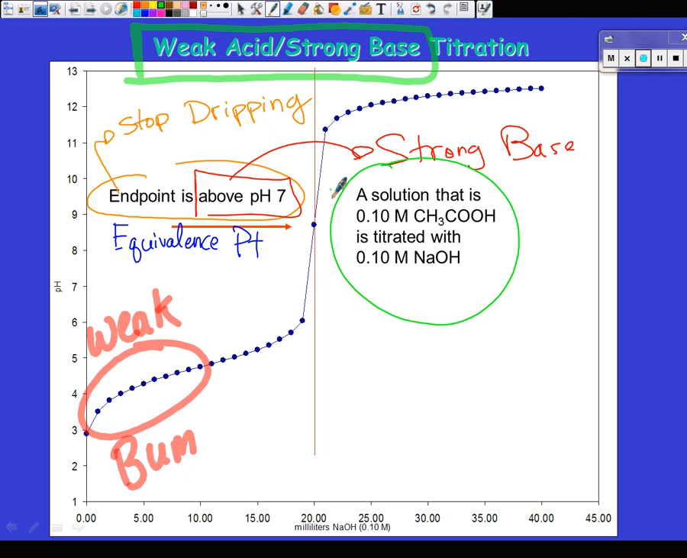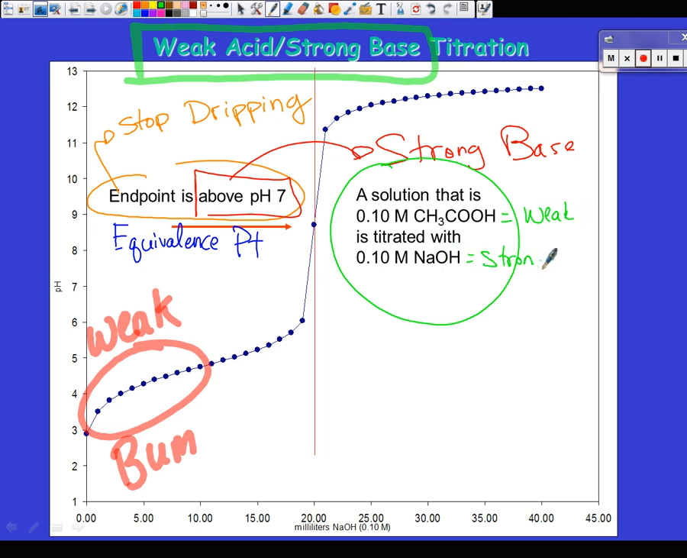CH3COOH. That's acetate, but what acid is that? It's acetic acid, which is vinegar. So they titrated vinegar with what? Sodium hydroxide. So my question is, is acetic acid strong or weak? Okay, so this is weak. What about sodium hydroxide? It is strong.